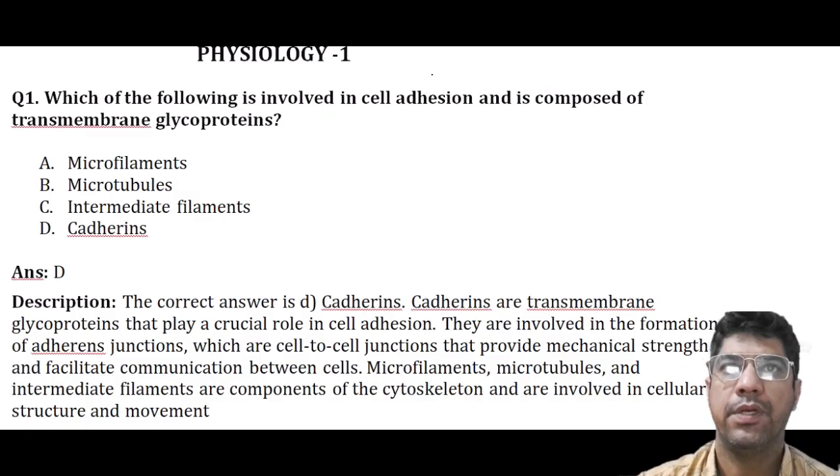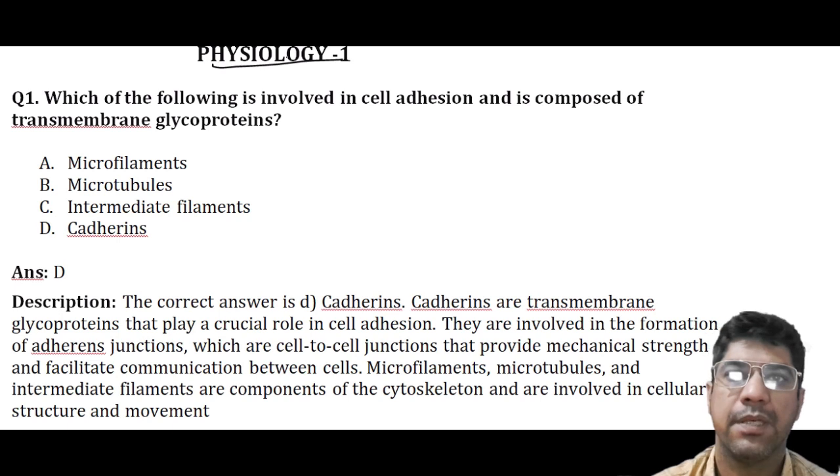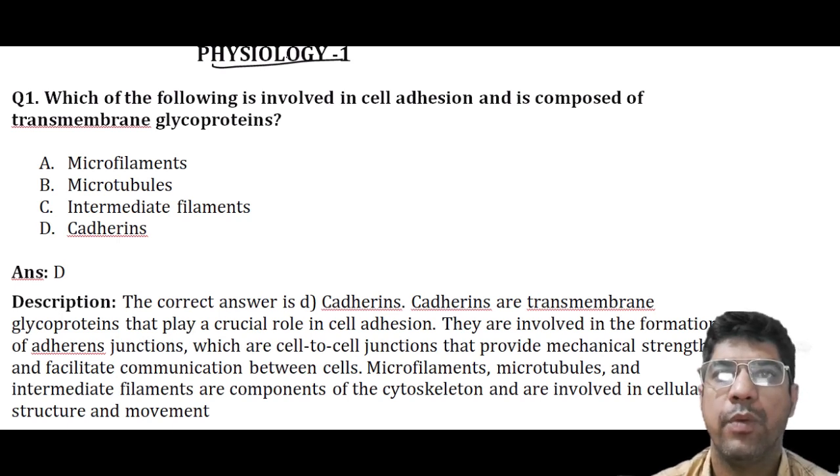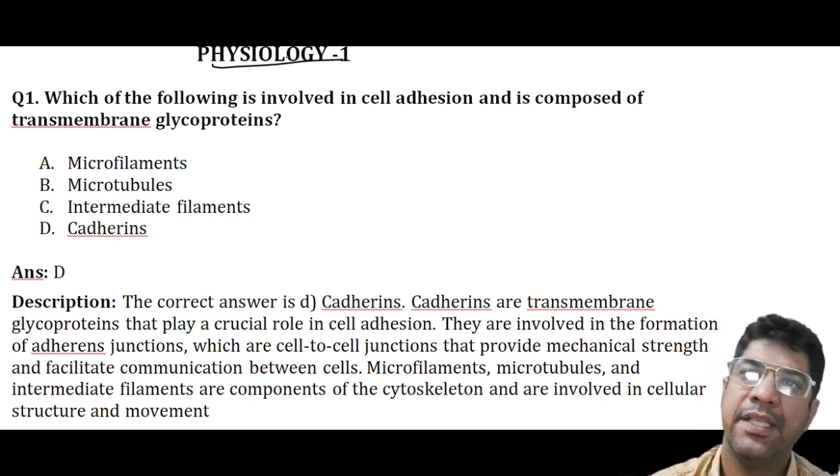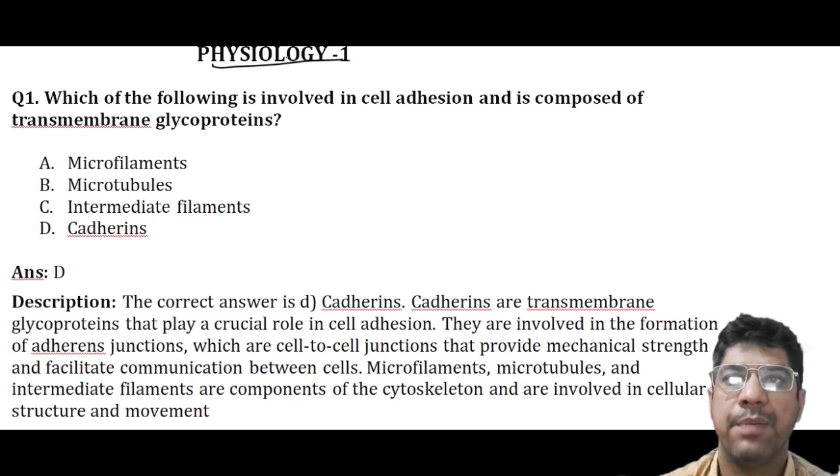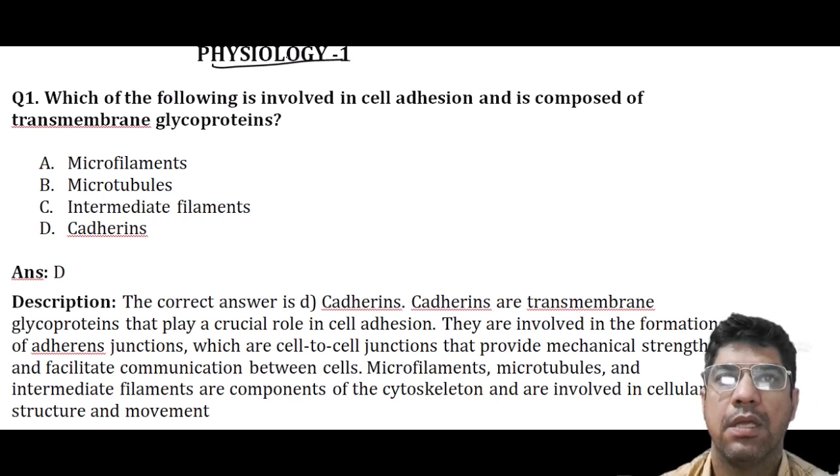So hello everyone, our today's topic is on physiology. So let us discuss the first question. Which of the following is involved in cell adhesion and is composed of transmembrane glycoprotein? The answer would be cadherins.